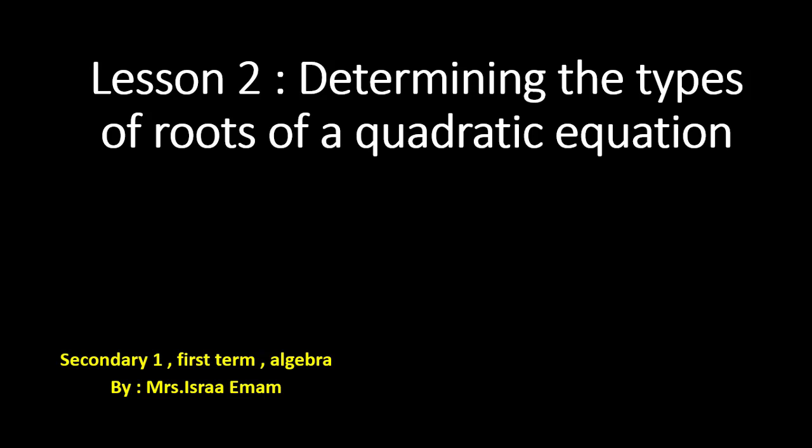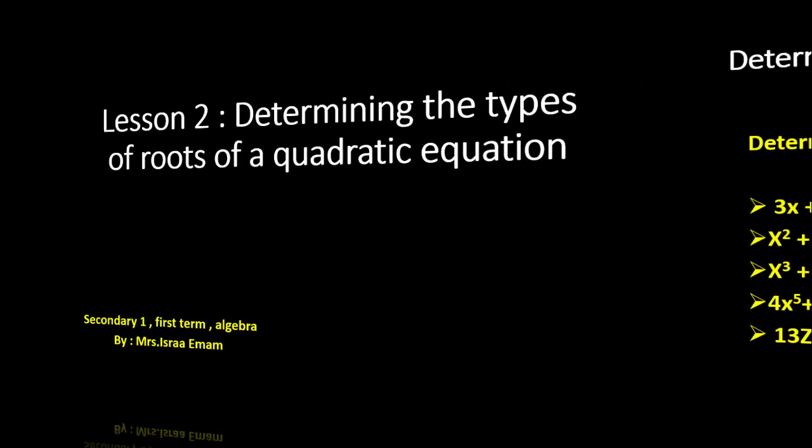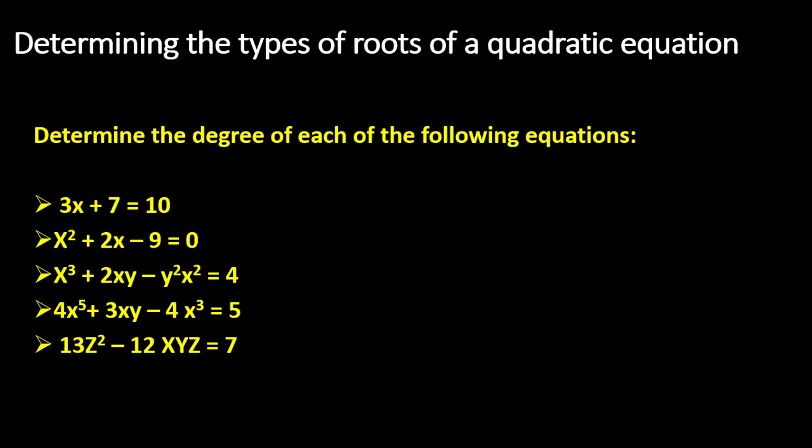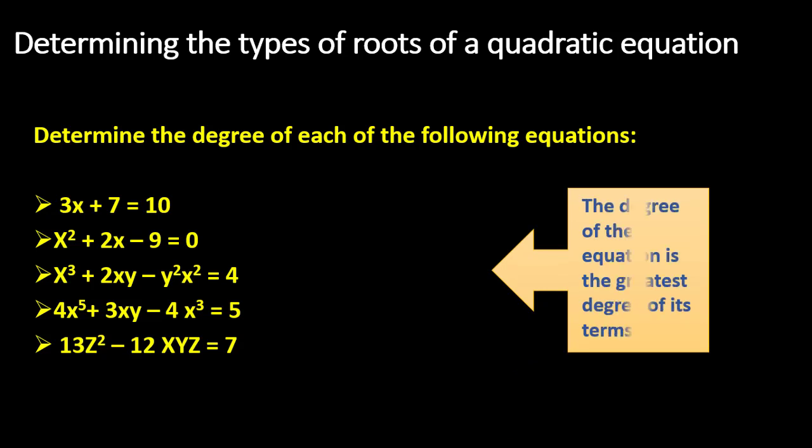Let's continue unit 1. Today we will study how to determine the types of roots of a quadratic equation. We studied before how to determine the degree of the equation. We said that the degree of the equation is the greatest degree of its terms. Here for example, we have an equation 3x plus 7 equals 10. The degree of this term is 1 and here 0 degrees. So this equation is from the first degree.